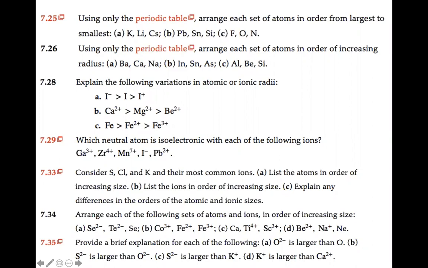That idea of offering an explanation also shows up at the bottom. 7.34 says, make a prediction, put them in the correct order. But then in 7.35, it says, explain why, and it gives you the particular ranking, something that's bigger than something else. Explain why. So within this one, that's our objective. We want to be able to both make predictions and offer explanations. Effective nuclear charge is going to almost always be an aspect of that explanation.